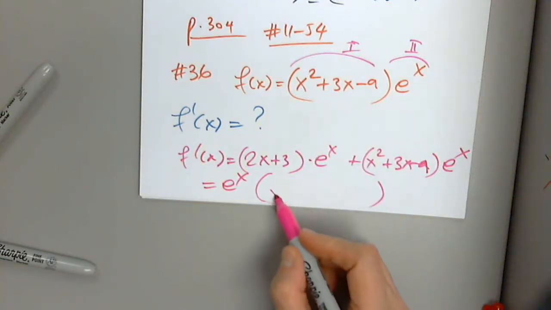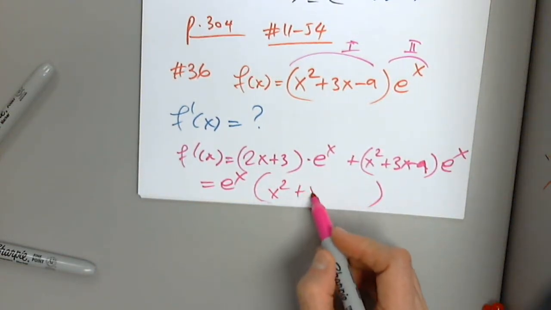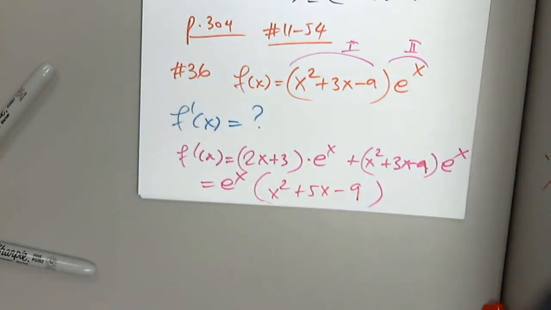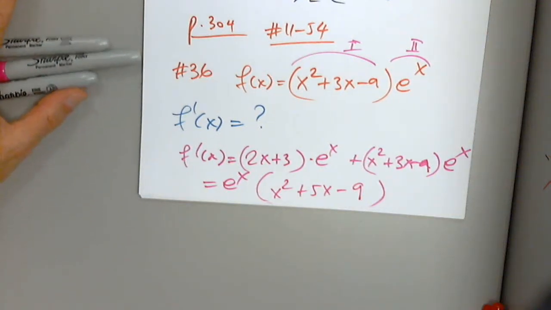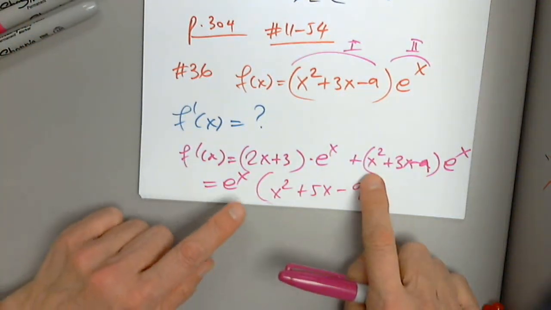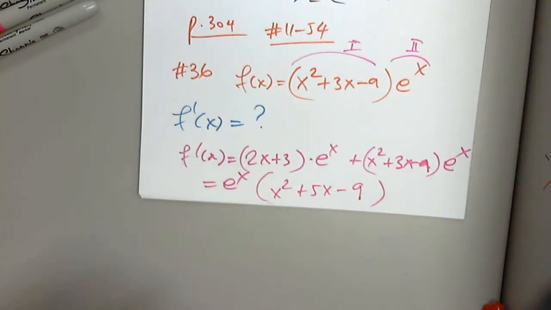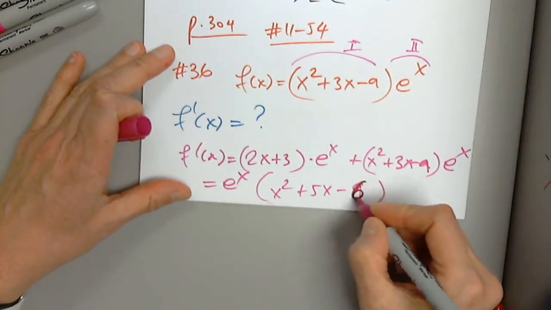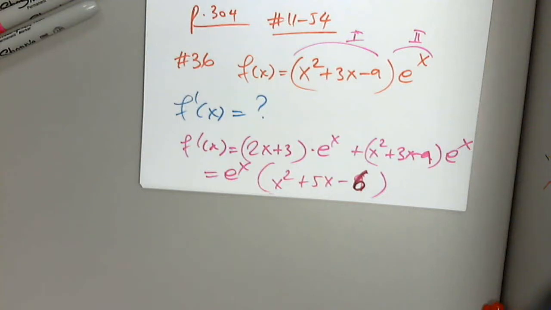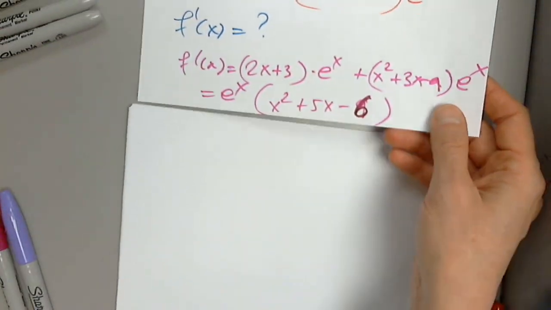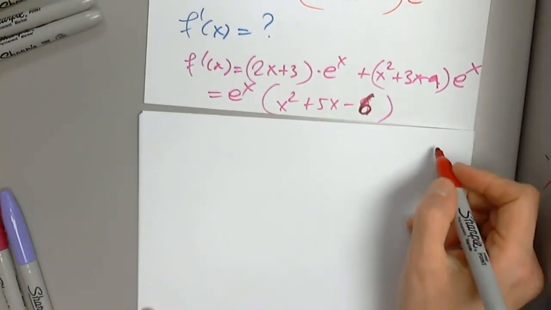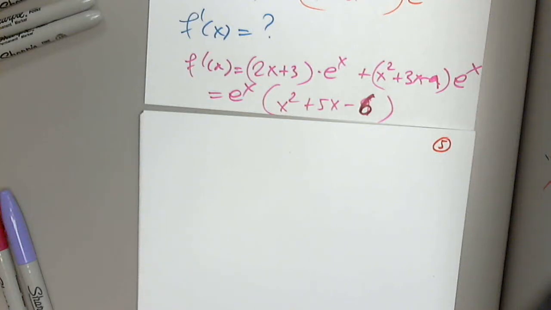So we have an x squared. We have a 5x and minus 9. And this is how we differentiate anything that has e to the x in it. X squared plus 5x. Oh, minus 6, minus 6. Sorry. Negative 9 plus 3. I forgot about 3. Sorry, my apologies.